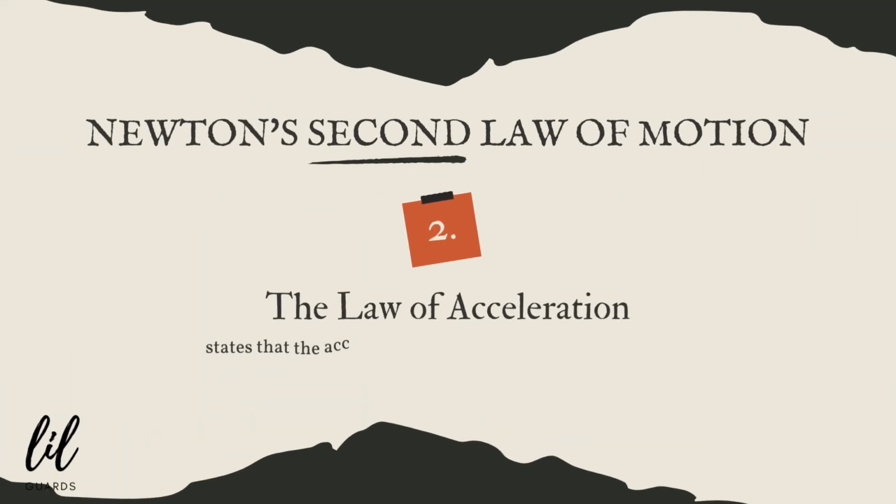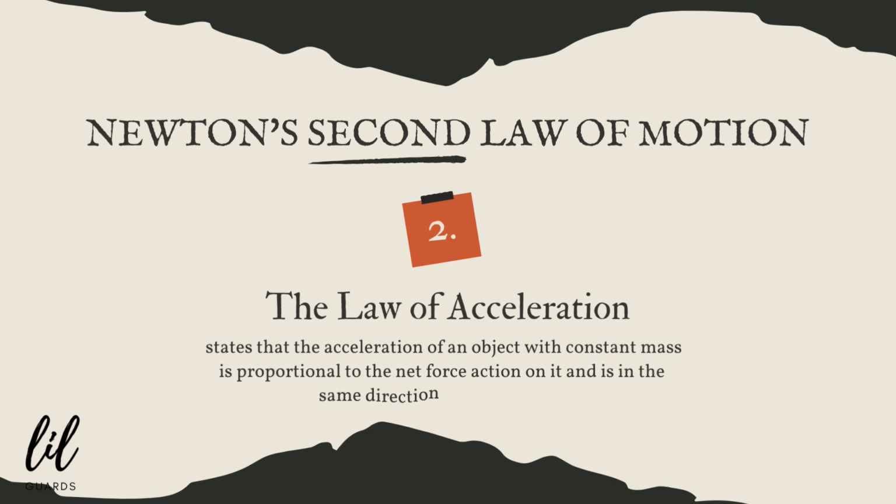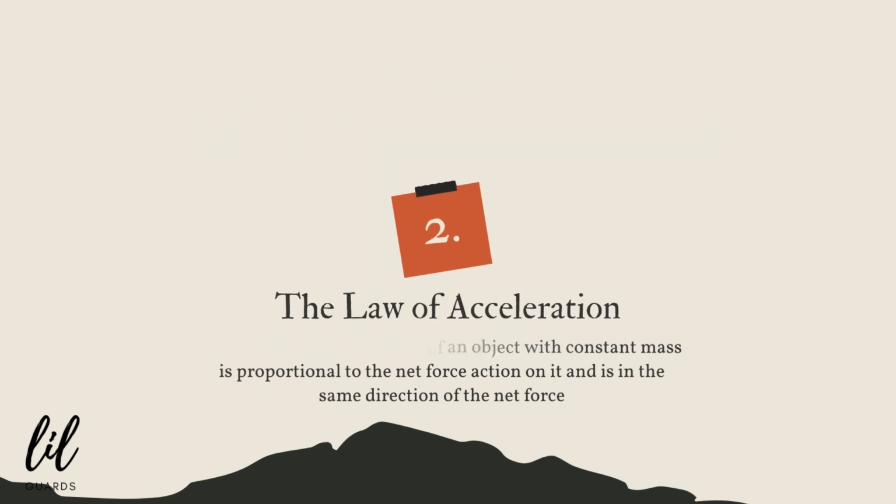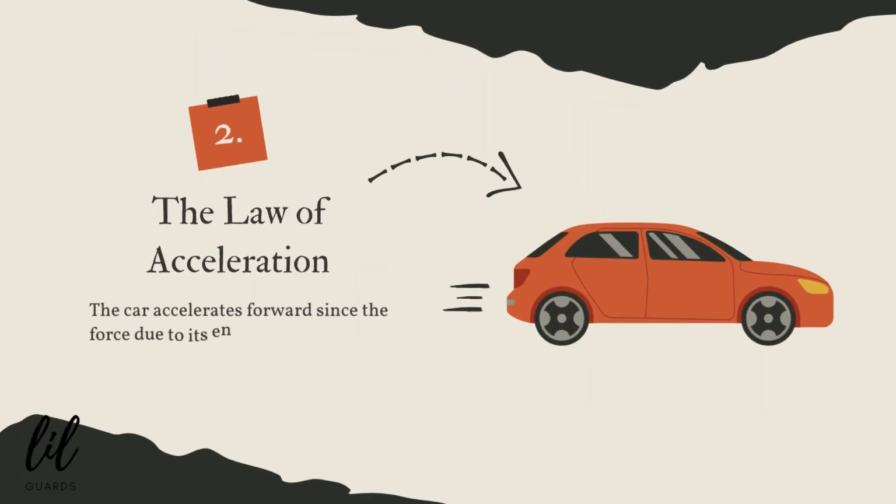Newton's second law of motion, the law of acceleration, states that the acceleration of an object with constant mass is proportional to the net force acting on it and is in the same direction as the net force. The car accelerates forward since the force due to its engine is greater than the friction on the road.